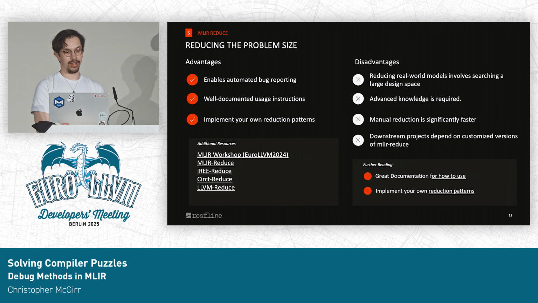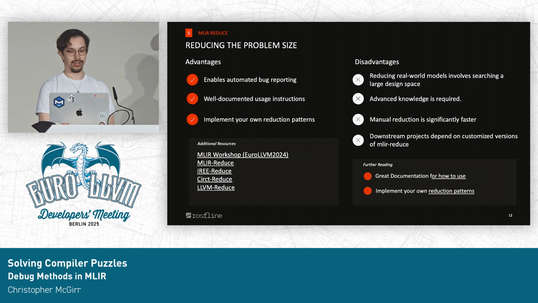And one thing to note, there are actually some downstream projects that use MLIR Reduce, and there are custom implementations. I don't have much experience with them, but I just wanted to point them out. Things like MLIR Reduce and Circuit Reduce are available. You can take a look at them. They might have more functionality than the vanilla MLIR Reduce. So as I mentioned before, there's some great documentation and reduction patterns, and I've added links to the slides here so you can take a look at it yourself.